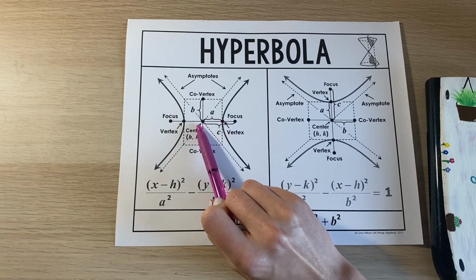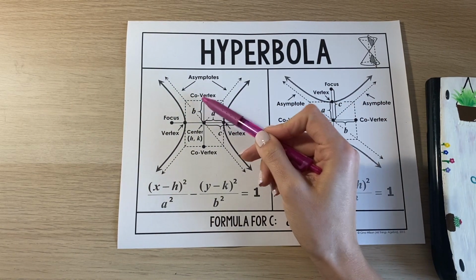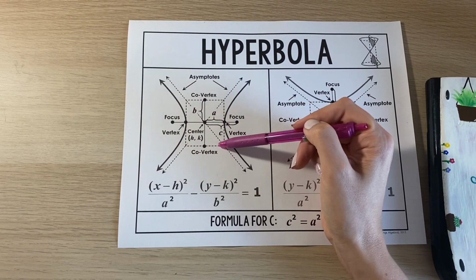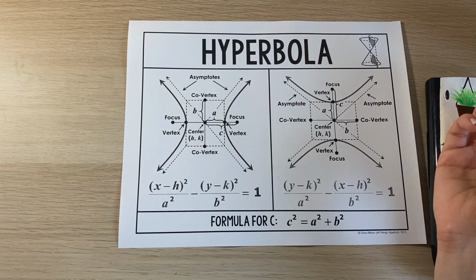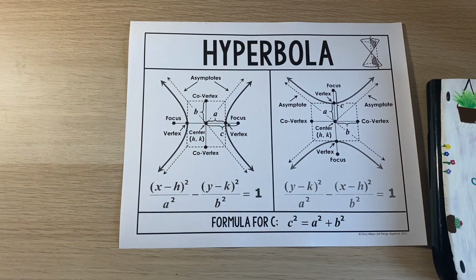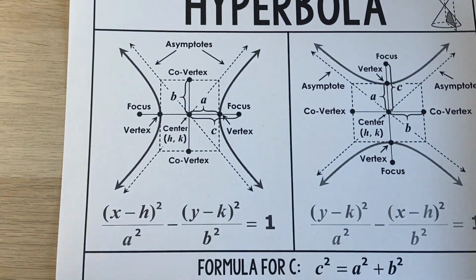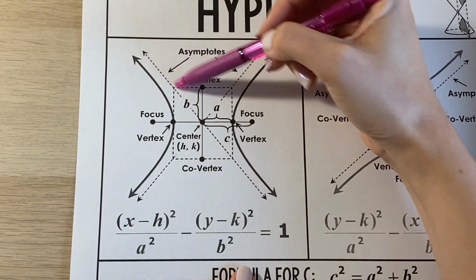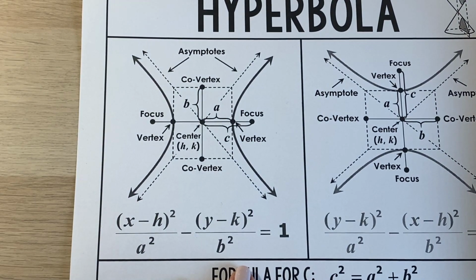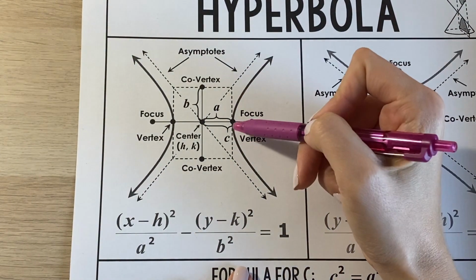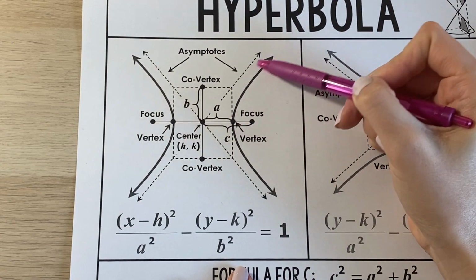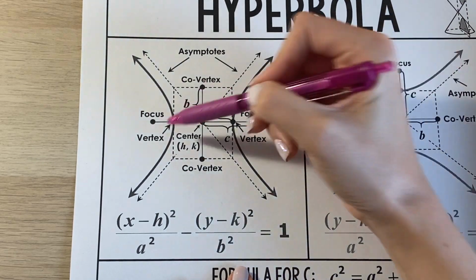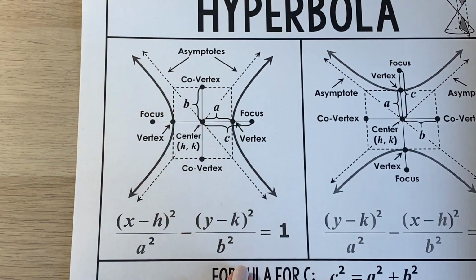So once you have these two distances from your center, you make points here at your vertices and your co-vertices, and you draw a box. The box has to be in a dotted line. Then you're going to graph your asymptotes. So the asymptotes are diagonal lines that go through the corners of your box. They're also graphed using a dotted line. And then from each vertex, you then draw the branches of your hyperbola, moving close to the asymptotes, but never touching them on either side.